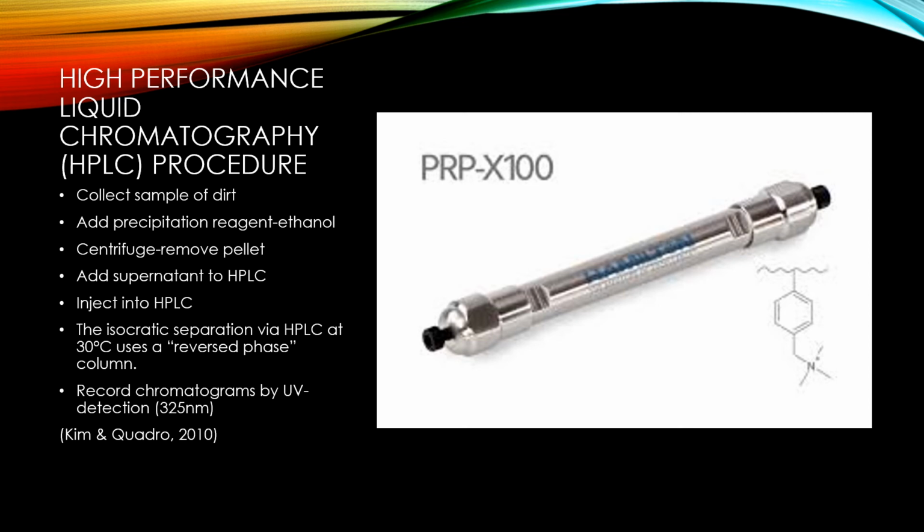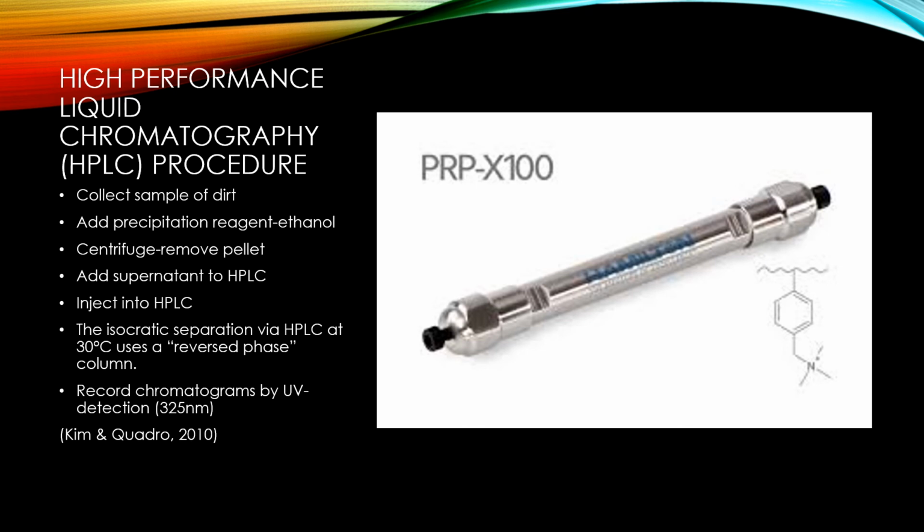So first, you would collect the sample of dirt and add a precipitate reagent such as ethanol. This would then mix up the dirt and the samples. You would then centrifuge and remove the pellet, because the pellet consists of all the hard, solid materials, and that can't run through the column or else it would ruin the column. So then you add the supernatant to the HPLC, which you then inject.